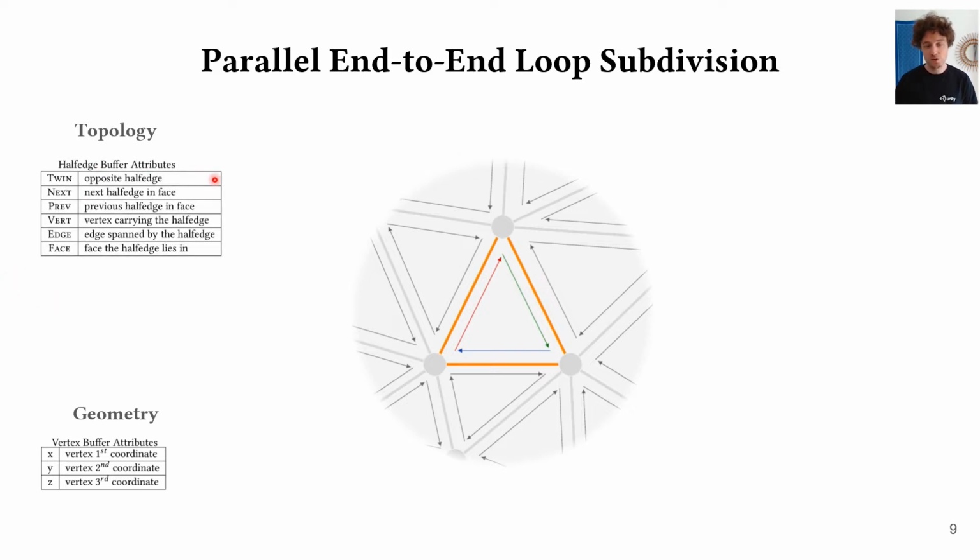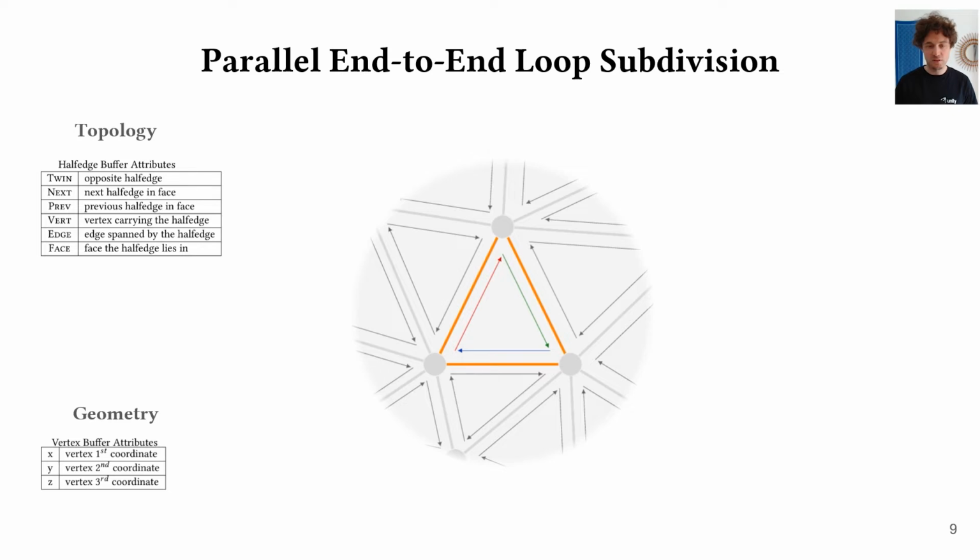The ID of the twin half-edge, which gives a way to fetch the opposing half-edge along the edge, from a half-edge, its next and preceding half-edge within a face, the ID of the vertex it sits on, the ID of the edge it spans, and the ID of the face it lies in.